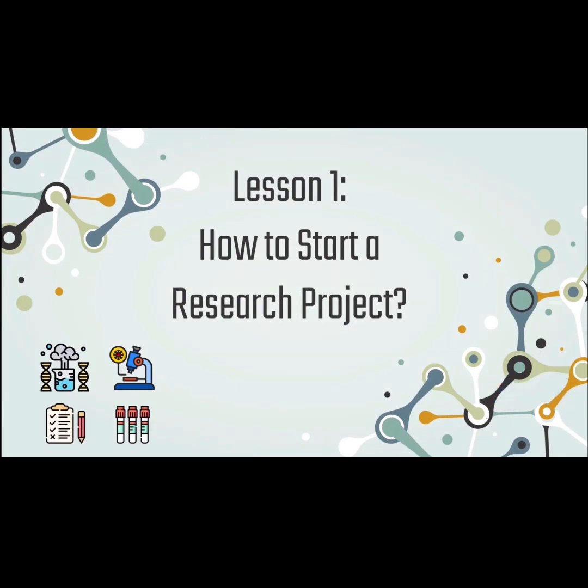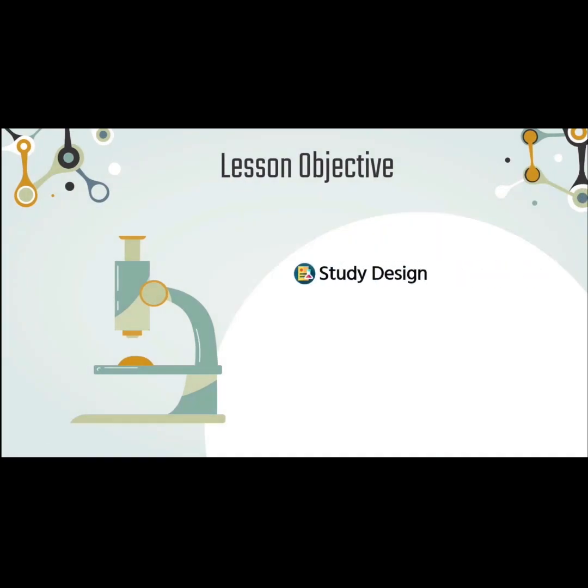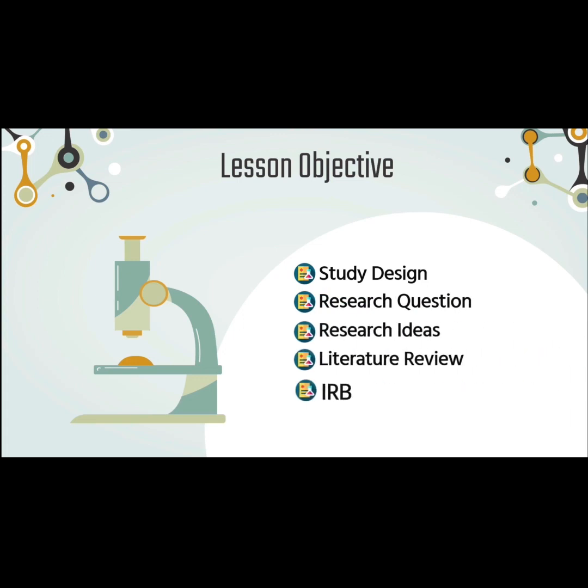In the first lesson, we'll talk about how to start a research project, and here are the lesson objectives. So first we'll talk about study design, then we'll talk about the research question, research ideas, how to do a literature review, the IRB process.